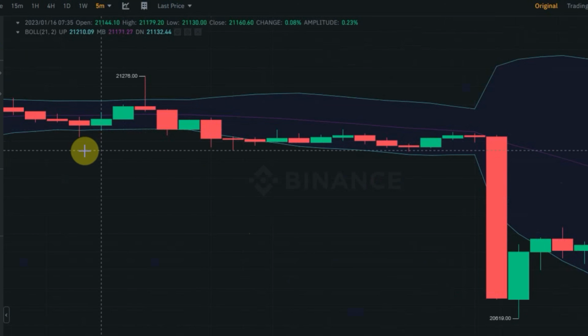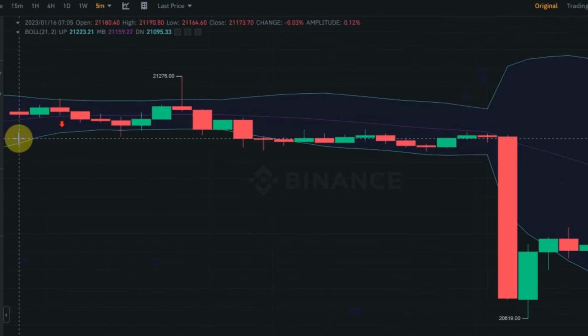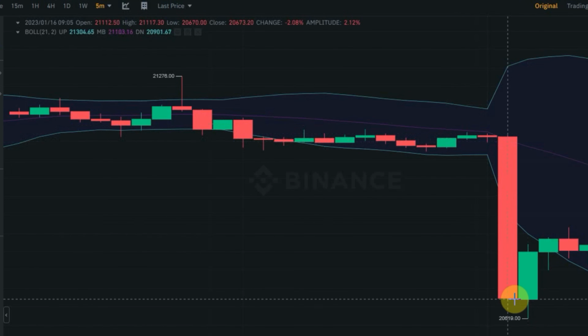Now, as you can see on the screen right here, from this point right here, the candlesticks were consistently between the moving average line and the lower bands. So let me make this big. So you can see from this point right here to this point, and then at this point, it came down. The candlestick came down. That means the price came down. So it was showing you that there was a bearish trend at this point.